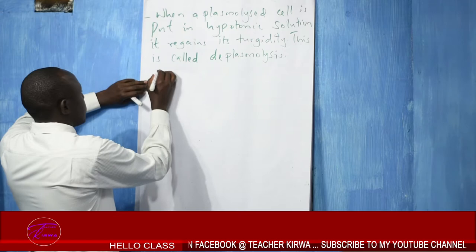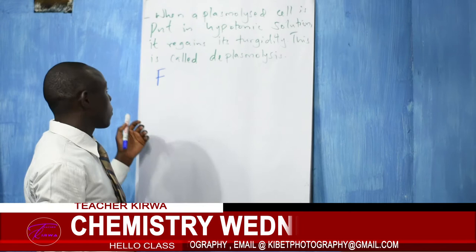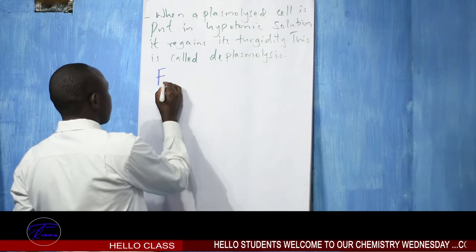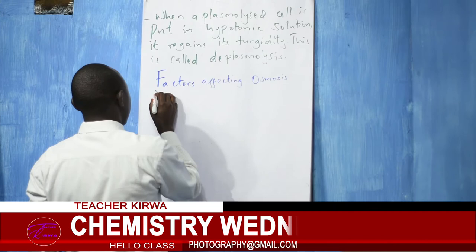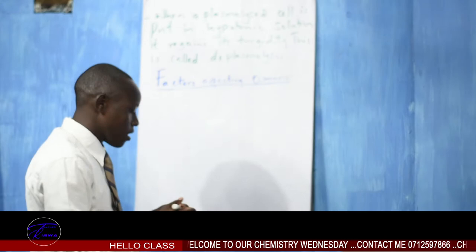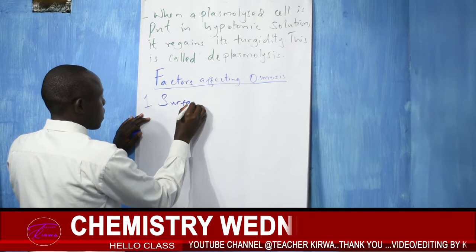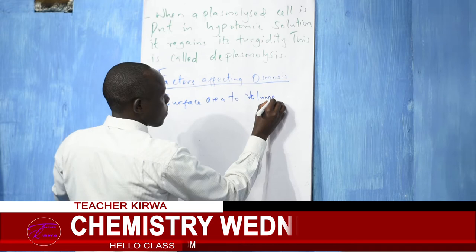That is water relations in animal and plant cells. Now, factors affecting osmosis. One is surface area. Two, volume ratio, surface area to volume ratio.